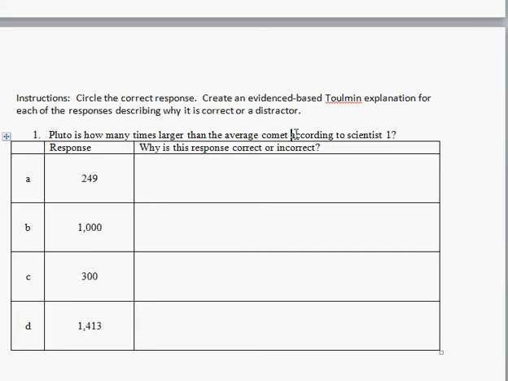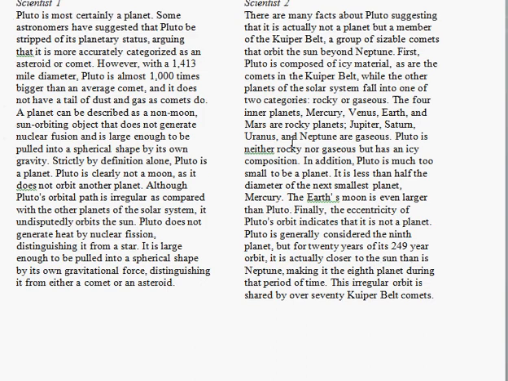Okay, so make sure we're looking at this according to Scientist 1. Well, that means we're just going to be looking at Scientist 1's information. So it doesn't matter what Scientist 2 says. According to this question, we're just looking for Scientist 1. And we're looking for how many times larger Pluto is than the average comet. So let's take a look.